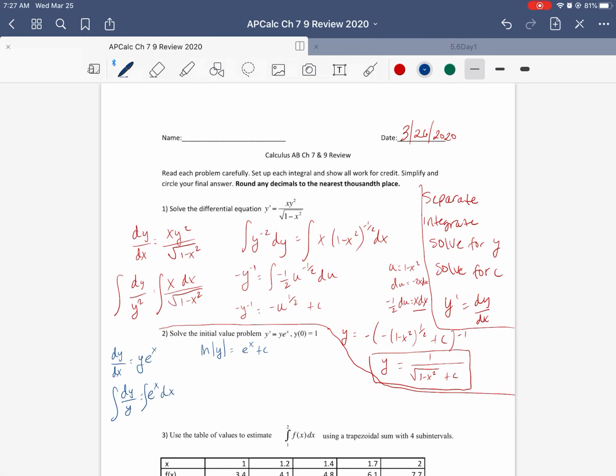Plug in now if you want. Solve for your c now. Exponentiate. That's totally your call, what you want to do next. So if I were to plug in 0 for my x and 1 for my y.